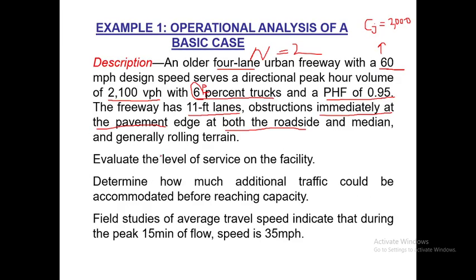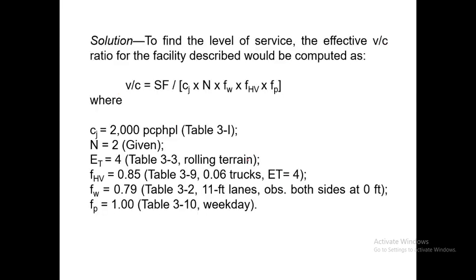What do we need for evaluating level of service? We need the V over C. If we calculate the V over C in this formula, we can find out the level of service from table 3.1. So we already have SF, we have Cj, which is 2000, and we have N, which is 2. So we have to go through these 3 factors.